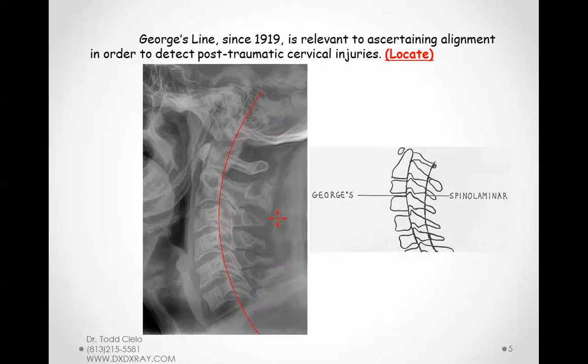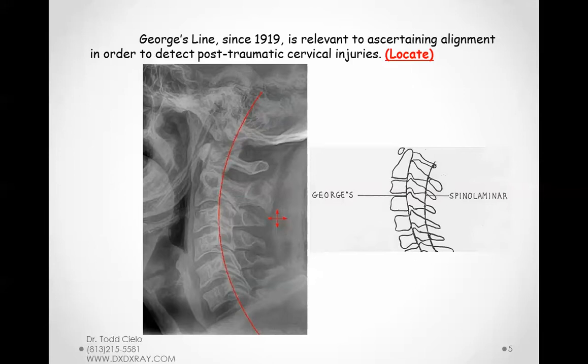The foundation of locating subluxations, or the foundation of locating ligament laxity, is George's line. George's line's been around since 1919. It's the posterior aspect of the vertebral bodies. Hence the red line. Nice curve right there. So the left of that line is the anterior part. On the line is the posterior aspect of the vertebral bodies.